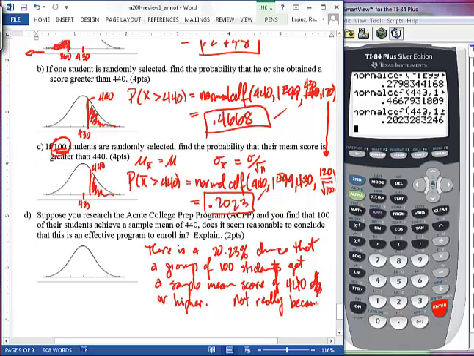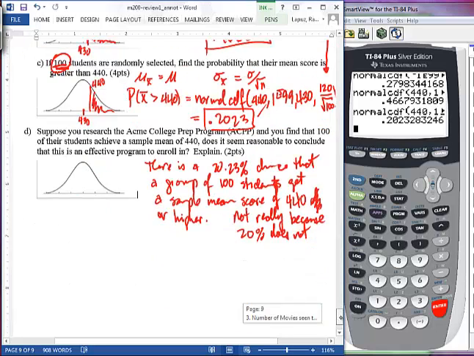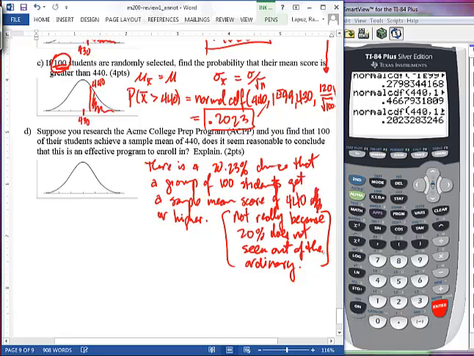because 20% does not seem out of the ordinary. Okay, so this is the important part in answering this question, a reasonable explanation in terms of your interpretation of that 20%.